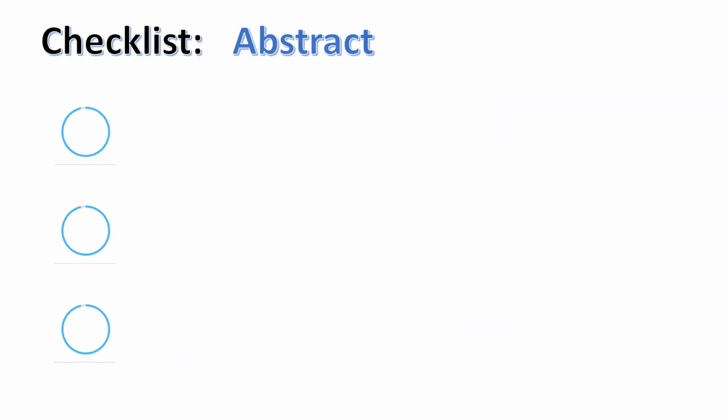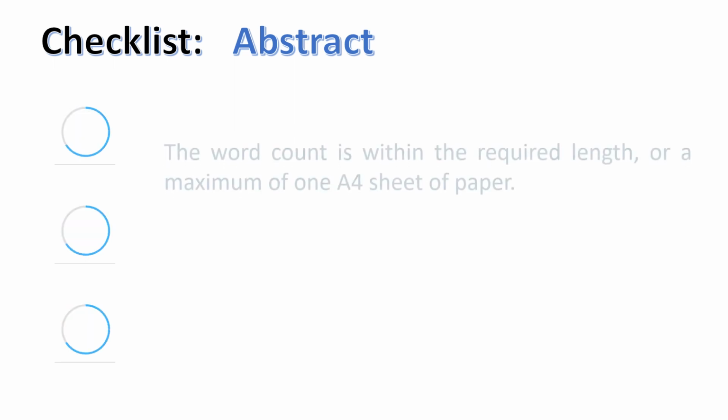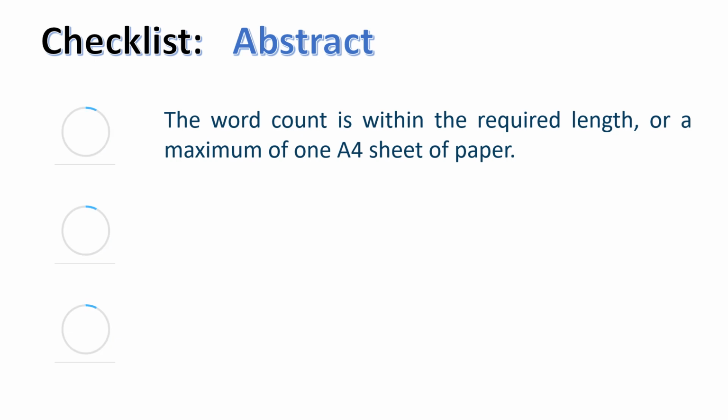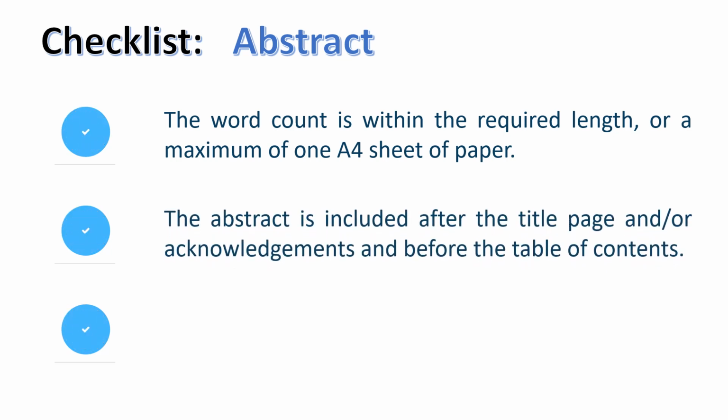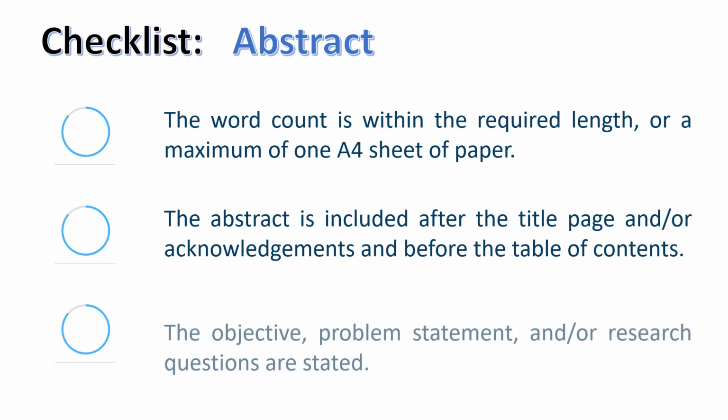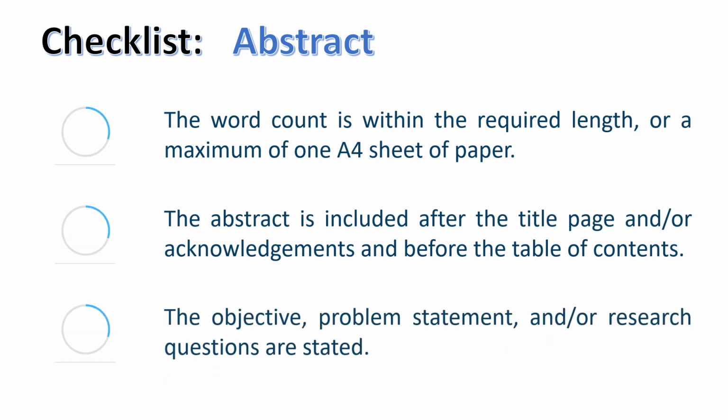Here are some of the checklists for you to be fully guided on how to properly write your abstract. The word count is within the required length or a maximum of one A4 sheet of paper. Next, the abstract is included after the title page and or acknowledgments and before the table of contents. Next, the objective, problem statement, and or research questions are stated.